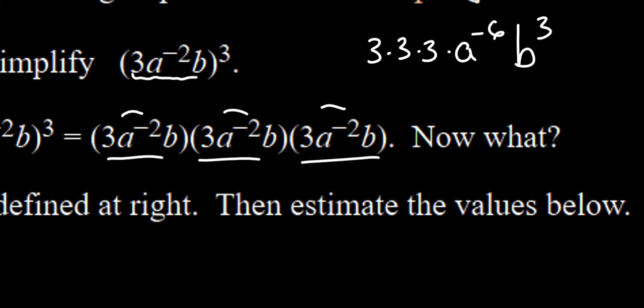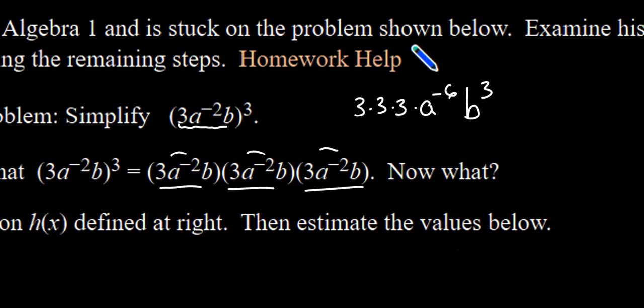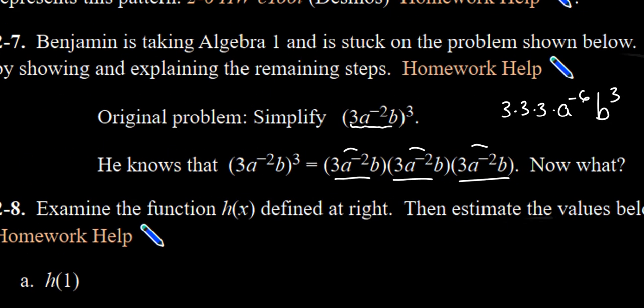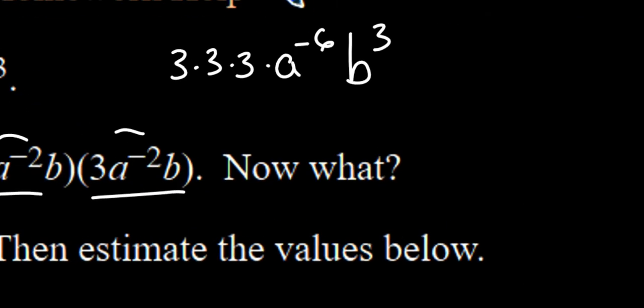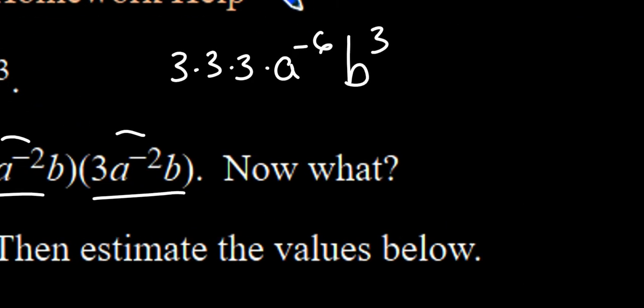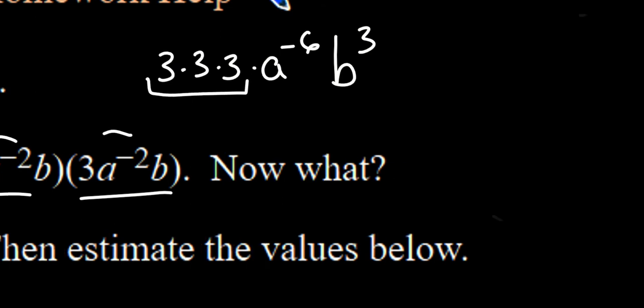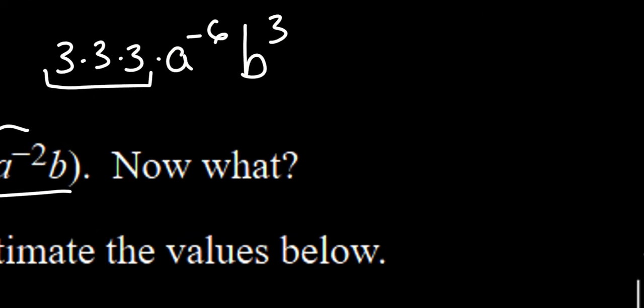Now, one of the things that he's stuck on, well, one of the things that we don't like to do is leave negative exponents. So I'm going to do 2 things. First of all, I'm going to rewrite this, replacing 3 times 3 times 3 with that product. So I've got 27 a to the negative 6 b to the 3rd.